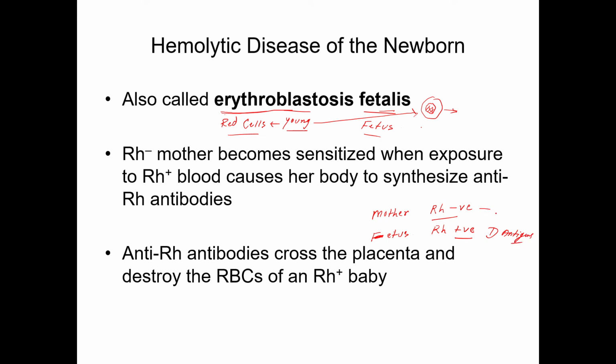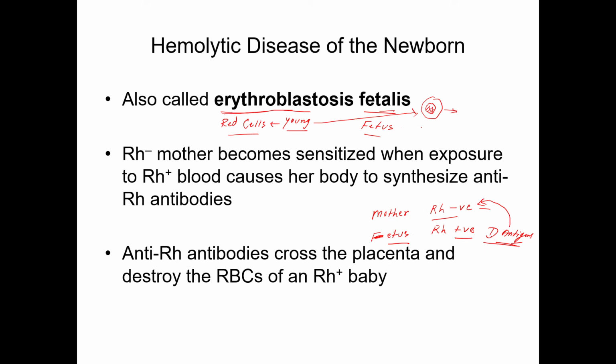And in mother's blood, the red blood cell doesn't have D antigen. So this is fetus blood, and fetus blood has D antigen. Now when the fetus blood goes to the mother's body from the uterus, you know that blood circulates from the fetus to the mother. So these D antigens enter into the mother's body.